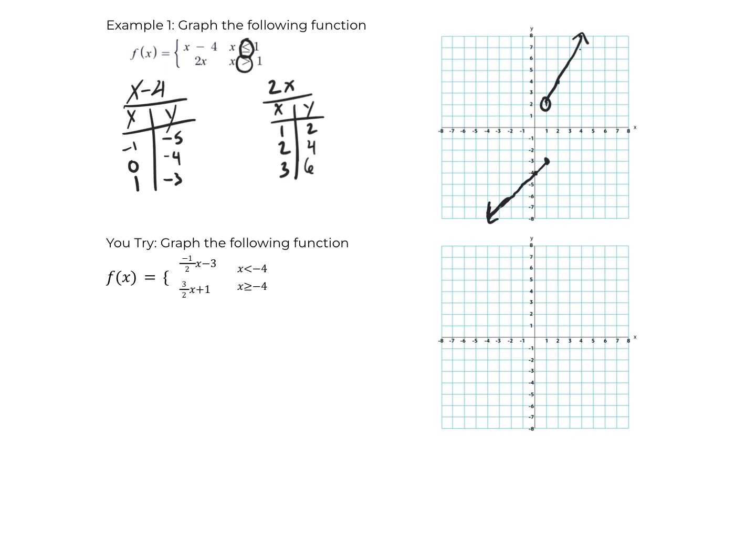And again, I'm going to do the table for this one. So we've got 2 rules, negative 1/2 x minus 3, and then we have 3/2 x plus 1. Now, obviously, if there were 3 rules, we'd have 3 different tables. If there are 4 rules, we'd have 4 different tables. Just depends on how many rules there are.